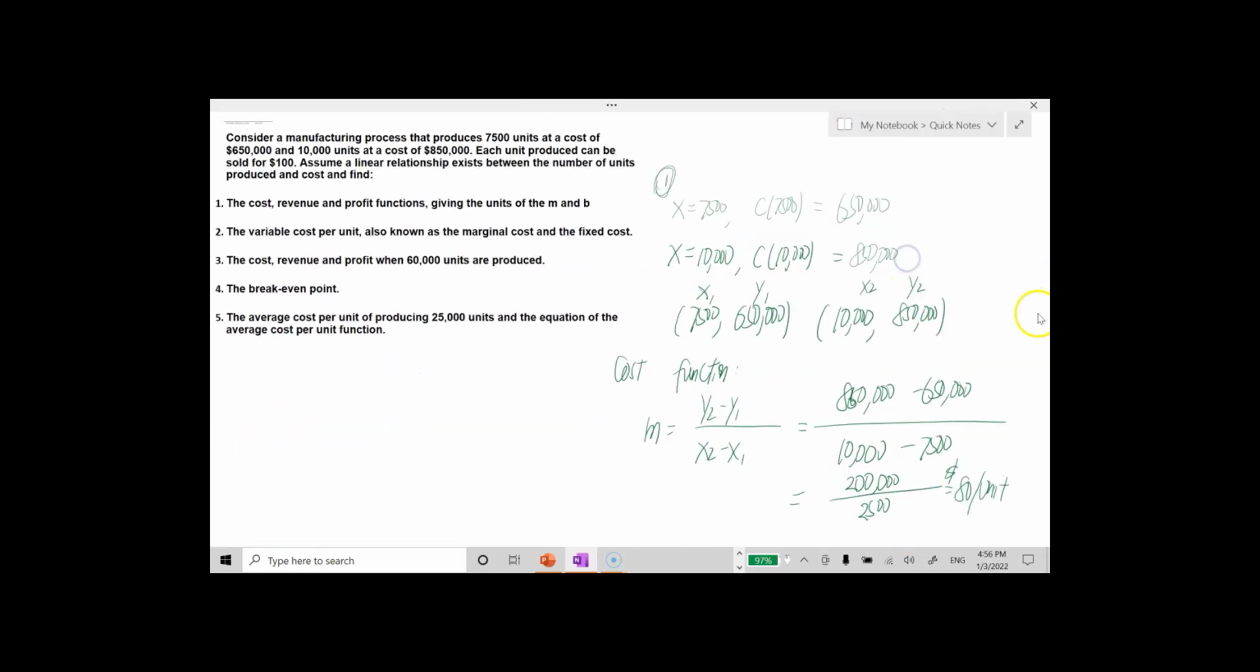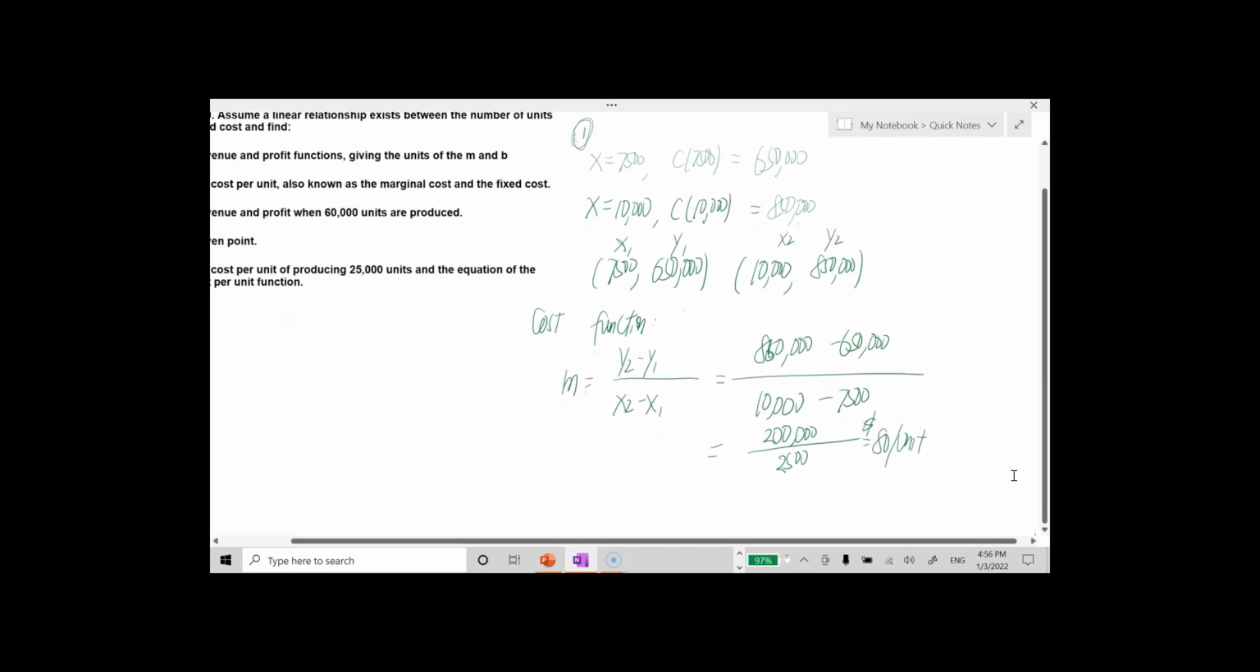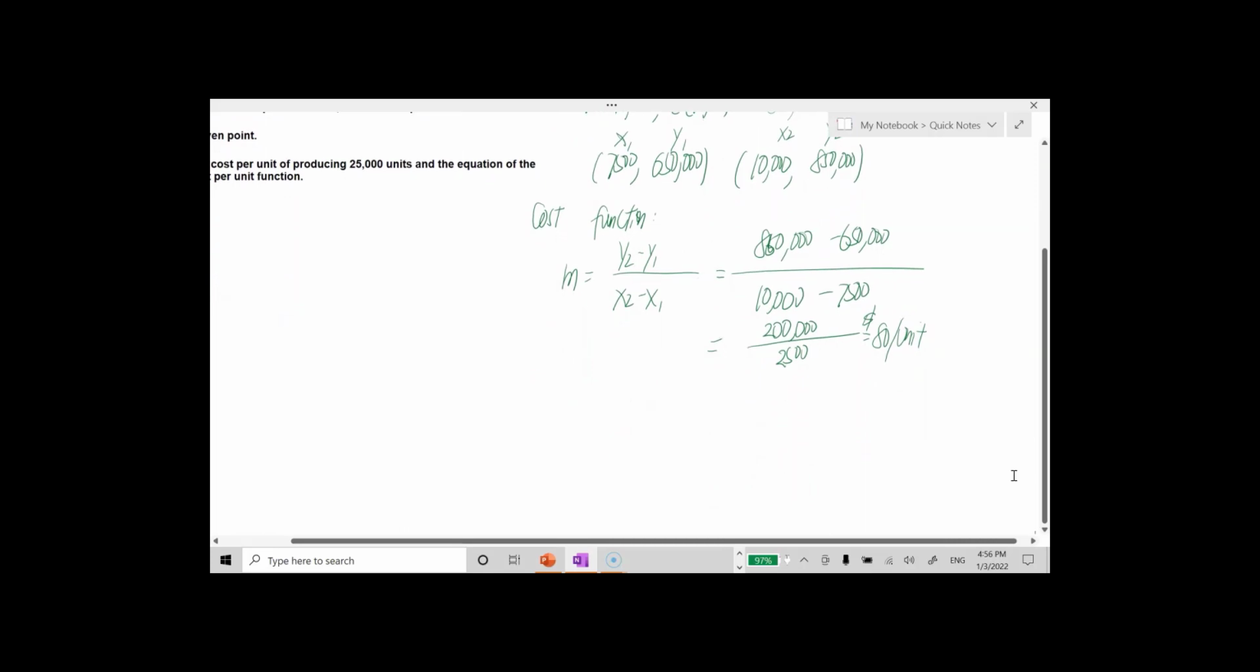And we go from there. So next step is finding the cost function. So now we're going to use the y minus y1 equals slope formula. From here, we know the slope is $80. X1 is 700, Y1 is 650,000.